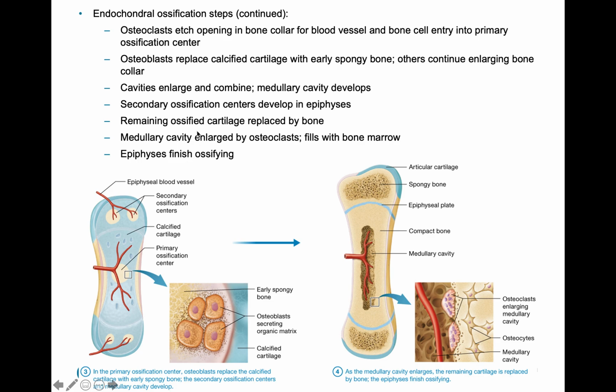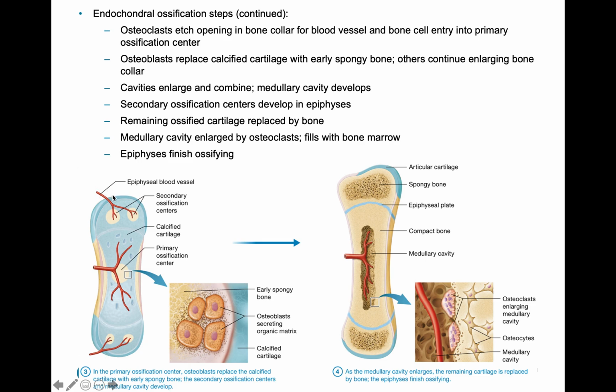So that calcified cartilage gets replaced by bone. Okay, those osteoblasts brought in by these blood vessels lay down bone around the blood vessels, forming spongy bone. Osteoclasts carve away the spongy bone, forming the medullary cavity. While this is happening, blood vessels will innervate the ends of the hyaline cartilage model. These ends will eventually become the epiphyses.